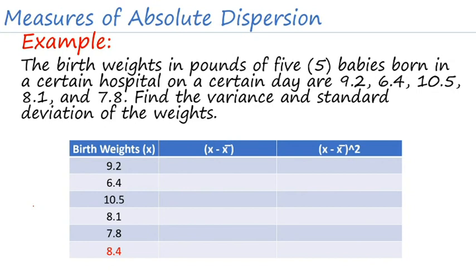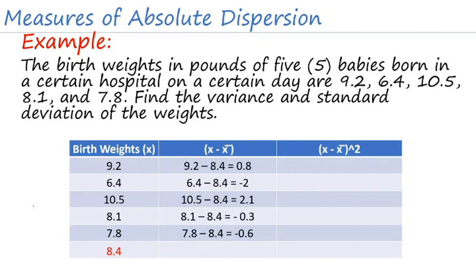So, dahil may 8.4 tayo, we all know that x minus x bar, this is our mean deviation. So, i-recta na natin. We have 9.2 minus 8.4, it is equal to 0.8. 6.4 minus 8.4, it is negative 2. 10.5 minus 8.4, that is 2.1. 8.1 minus 8.4, that is negative 0.3. And 7.8 minus 8.4, it is negative 0.6.